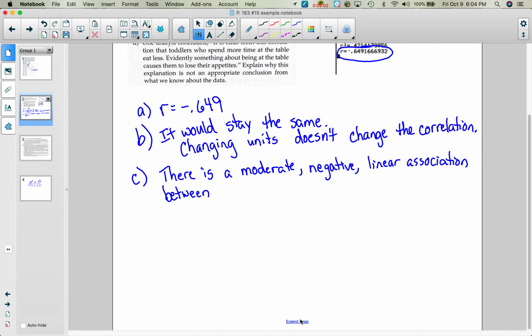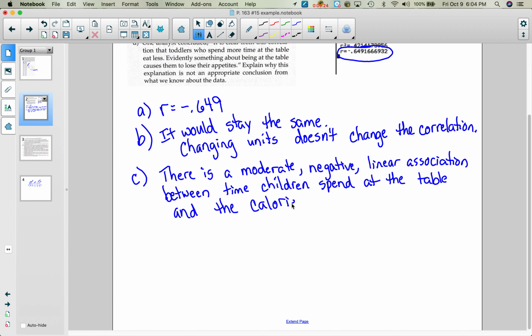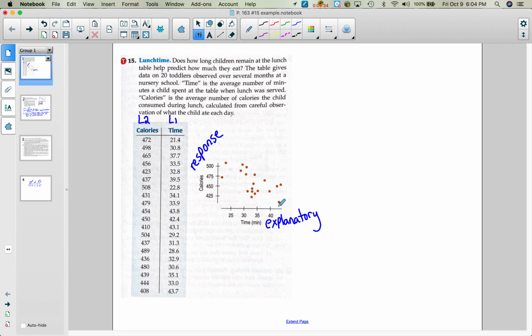So between time, I could have said toddlers, I probably should have, children spend at the table and the calories consumed. Okay? So if you think about what that means, the longer the time they sit there, the less calories they're consuming.